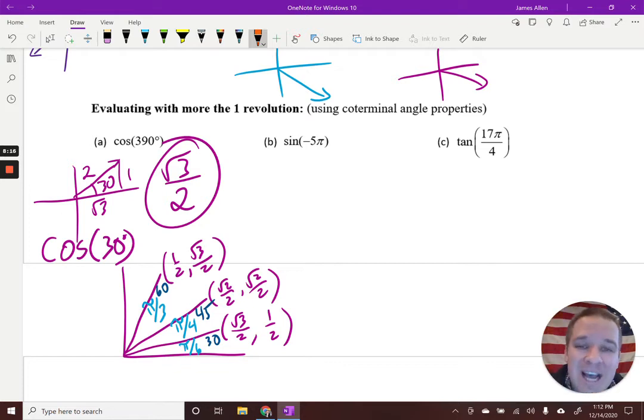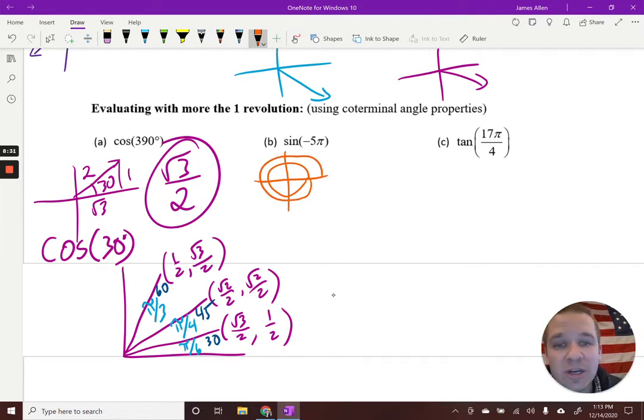All right, next one is sine of negative 5 pi. So this is going to be a quadrantal, right? Now, if I were to draw this out and I go around, it's negative. So I go around once, that's negative 2 pi. Again, that's negative 4 pi. So I need to go one more and it lands me there. Boom. This is where I'm going to be at.